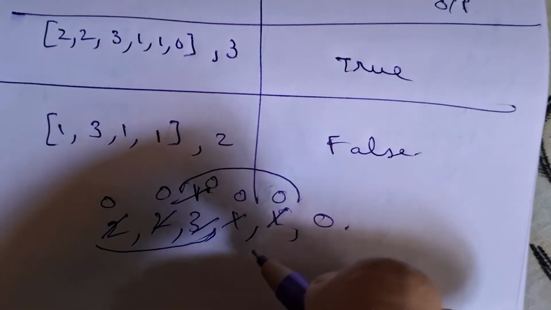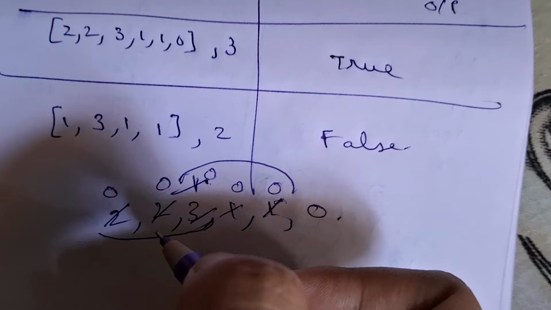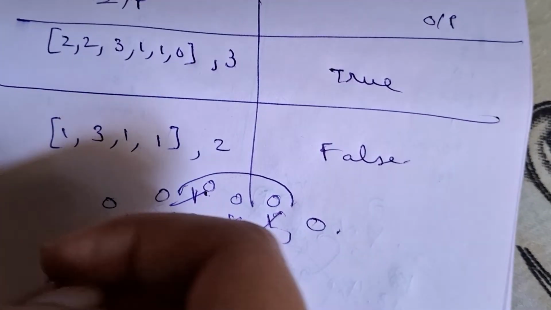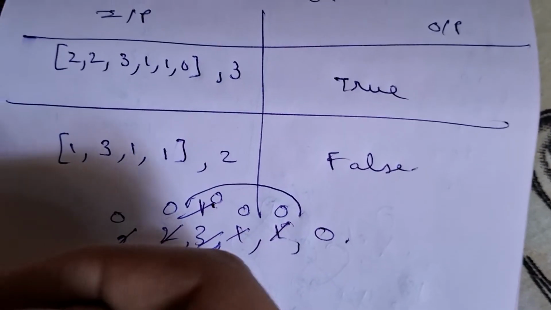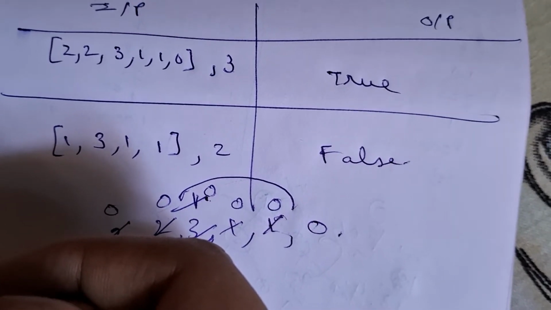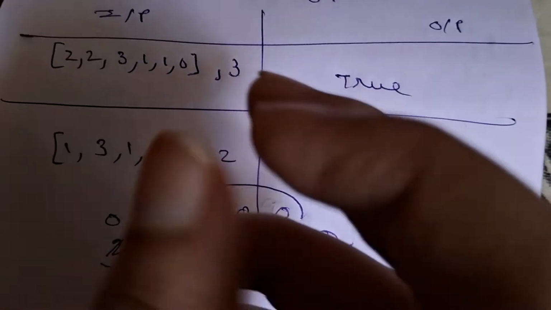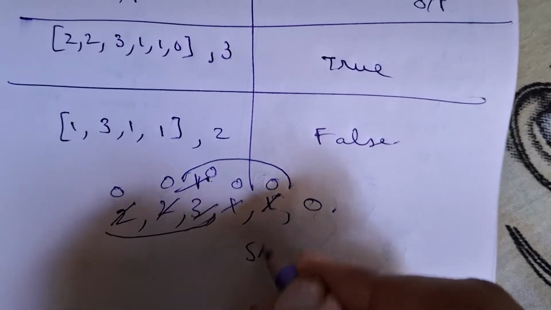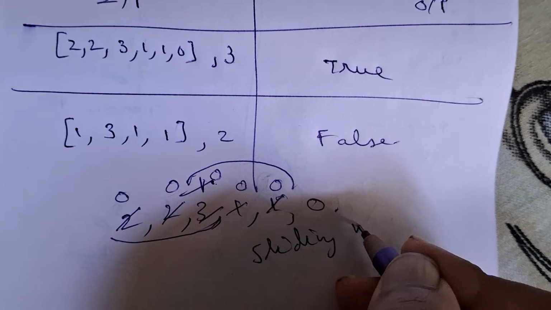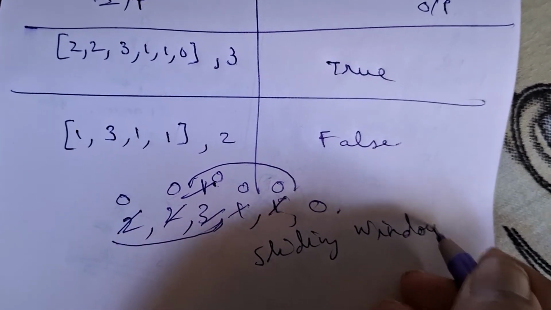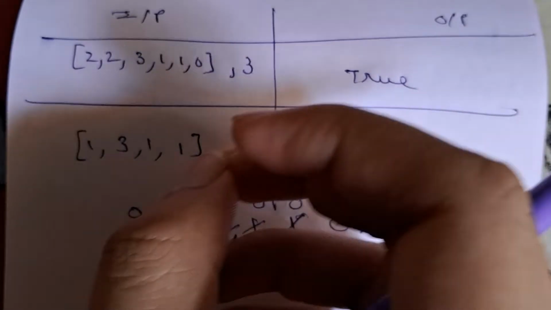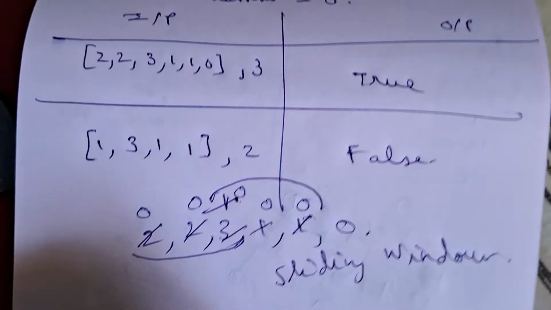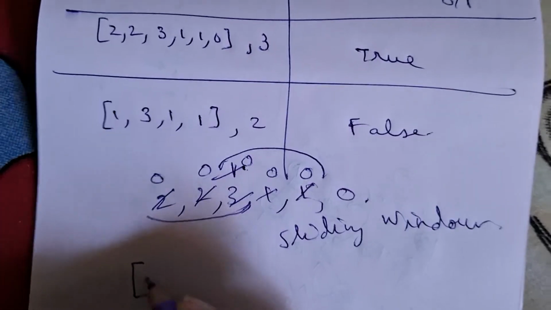But if you try doing it like this, then you will obviously get a TLE because of the constraints. So there would be a greedy approach. This is a very similar type of problem, I think you have heard about it. It is called sliding window, right? Whenever you're given that you can perform an operation on a subarray of length k, that means this is a sliding window problem. So what we are going to do is very important.